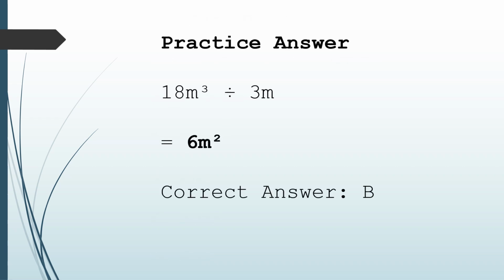Let's check the answer. 18 divided by 3 equals 6. m cubed divided by m equals m squared. Therefore, 18m cubed divided by 3m equals 6m squared. The correct answer is B.